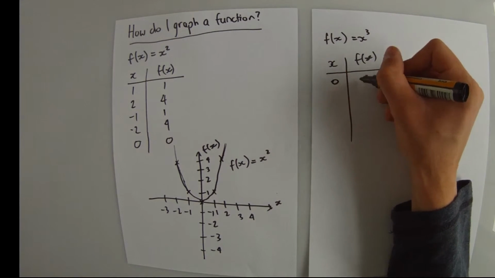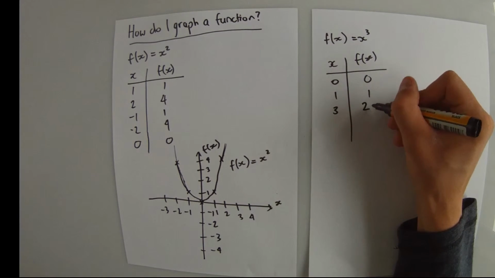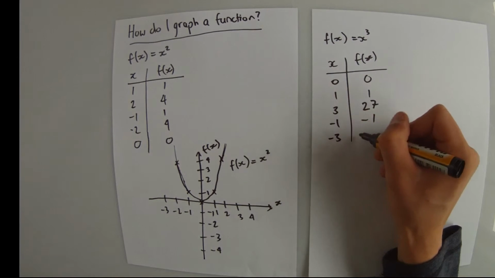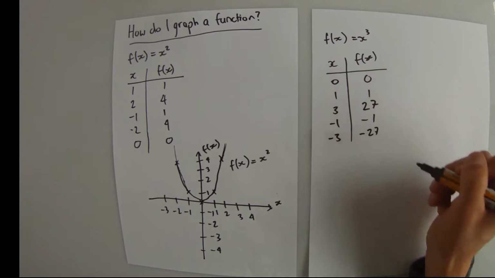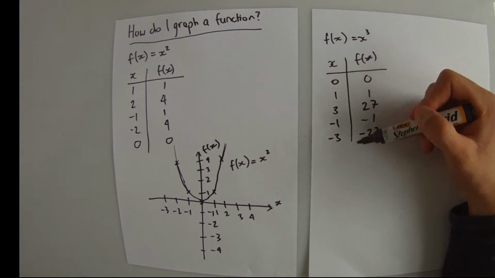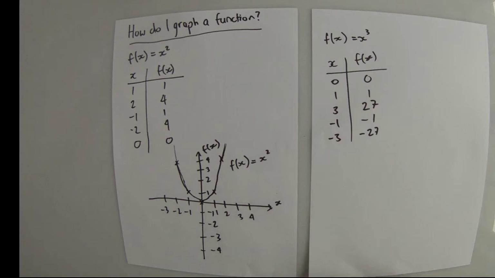So x is 0, f of x is 0; 1, 1; 3, 27; negative 1, negative 1; negative 3, negative 27. Right, so the negative's in here because when you cube a negative, it stays negative, because it's negative 1 times negative 1 times negative 1. So negative times negative cancels to make positive, then positive times negative is negative.